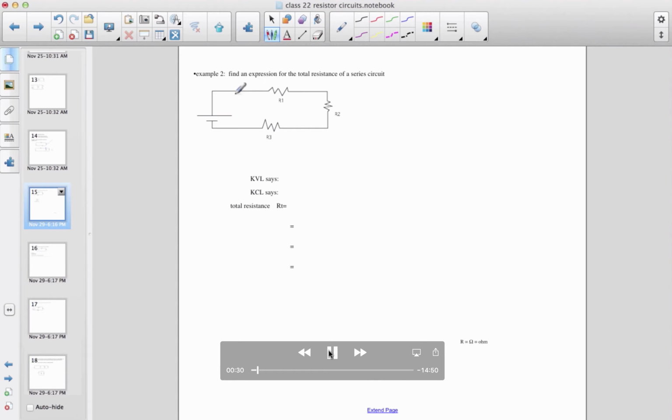Let's do a quick example. If we apply Kirchhoff's current law to this circuit, we see that there are no junctions, so we would expect the current to be the same everywhere. All of the current flowing through each resistor is identical. Now for the voltage law, the total gain in the cell is going to be lost across the 3 resistors, so the cell voltage will equal the sum of the 3 drops.